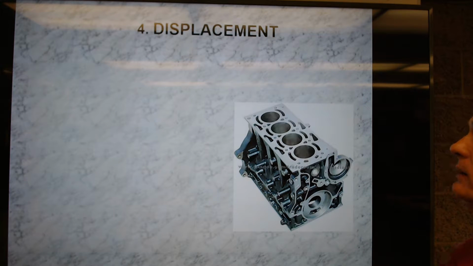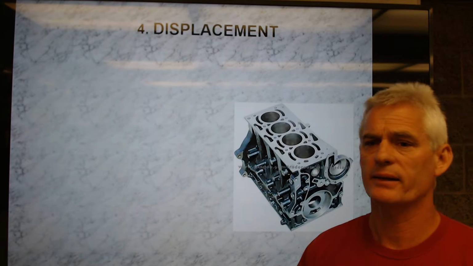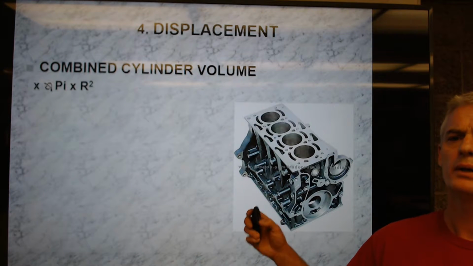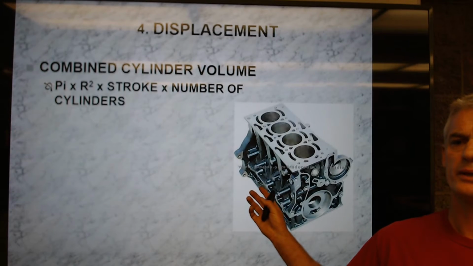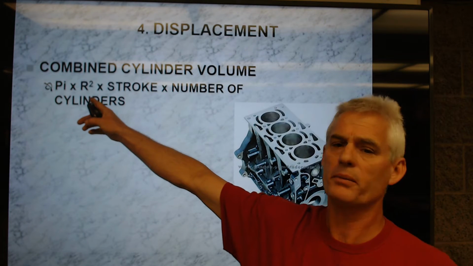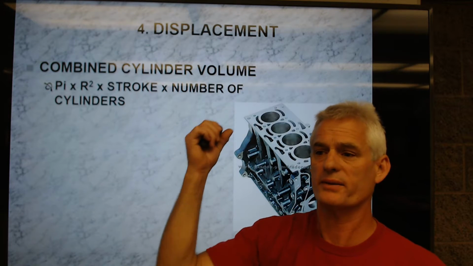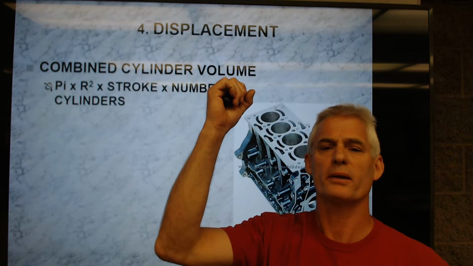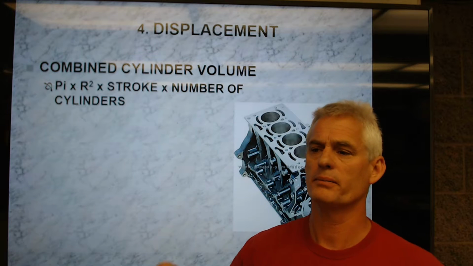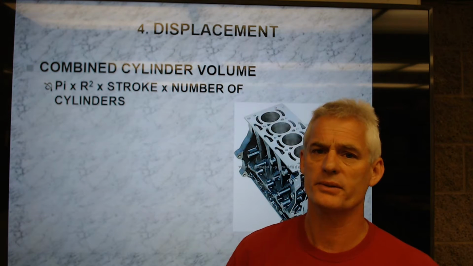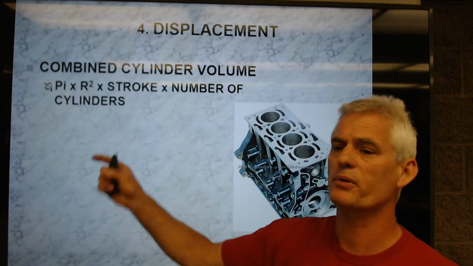Another way we can talk about engines is their displacement. That is the combined cylinder volume of all the cylinders. And we come up with that with the volume of a cylinder, which is pi r squared times the height of the cylinder, which we call the stroke. That's how far the piston is moved by the crankshaft from top to bottom, top dead center TDC to bottom dead center BDC, times the number of cylinders.